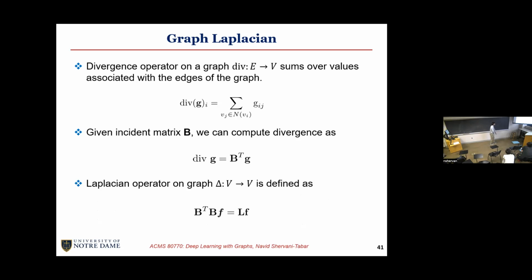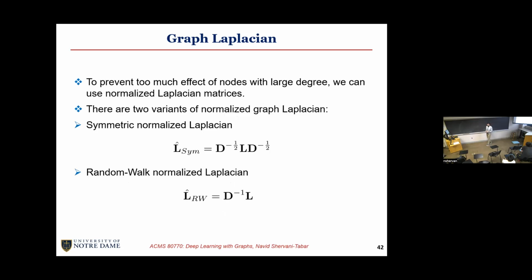That's going to give us the Laplacian. We can show that if I multiply the transpose of the incidence matrix by the incidence matrix, I get L, our Laplacian matrix. So the Laplacian matrix of the graph is the divergence of the gradient operator. That's the intuition behind why this is called a Laplacian.